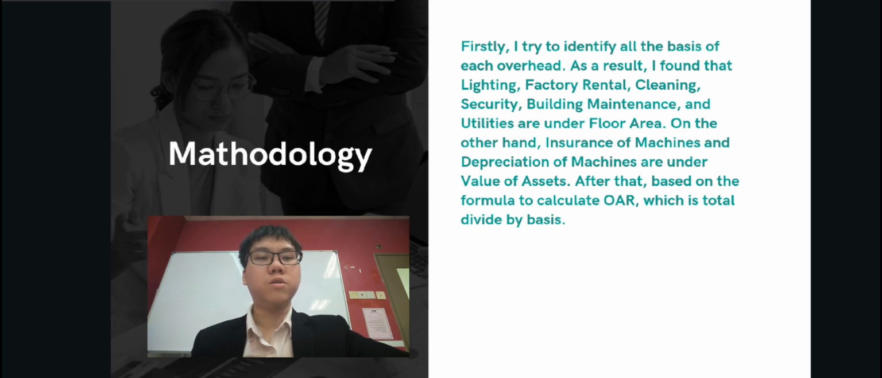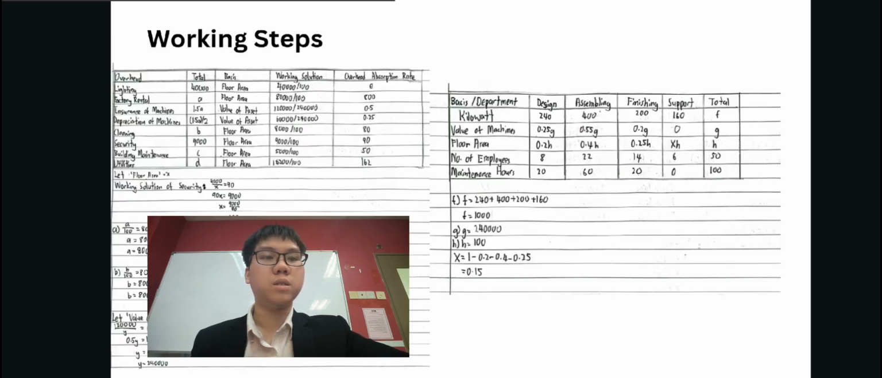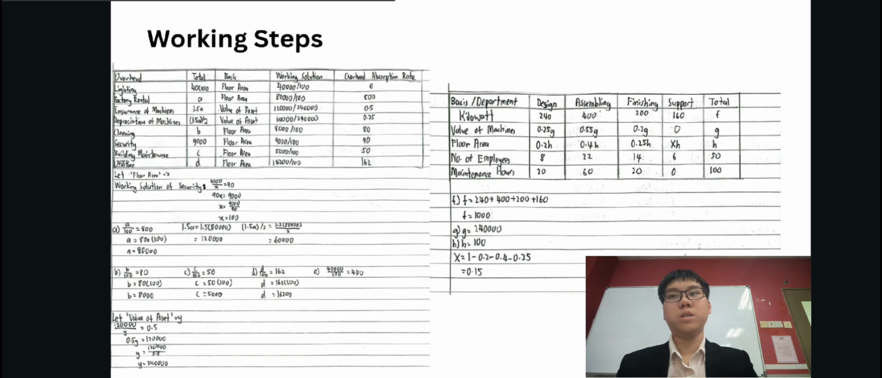Firstly, I try to identify all the bases of each overhead. So as a result, I found that lighting, factory rental, cleaning, security, building maintenance, and utilities are under floor area. On the other hand, insurance of machine and depreciation of machine are under value of asset. After that, based on the formula to calculate OAR, which is total divided by basis. So here are the working steps.